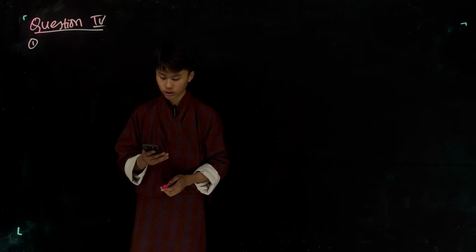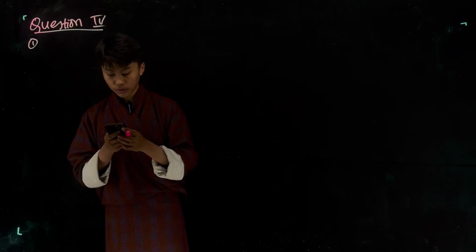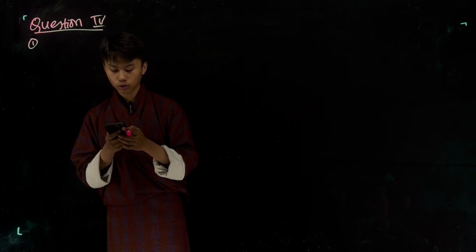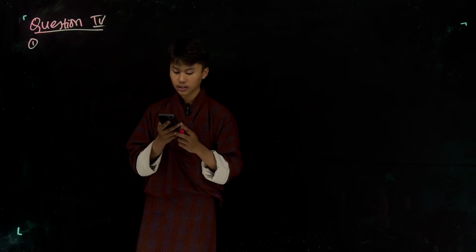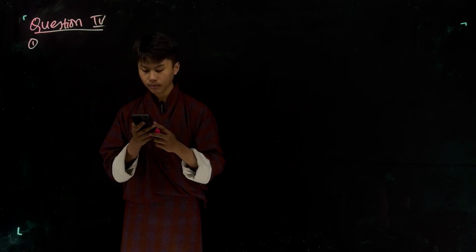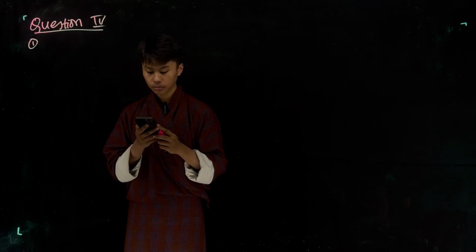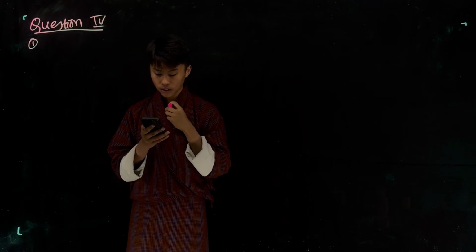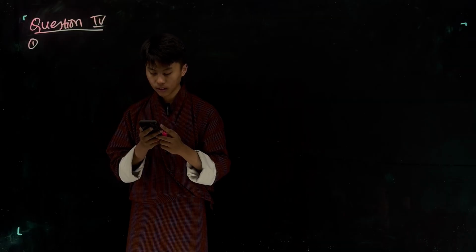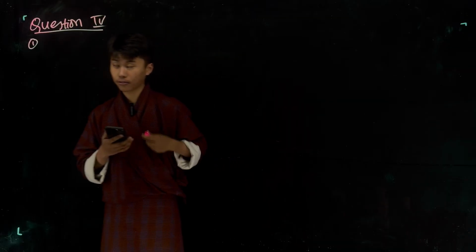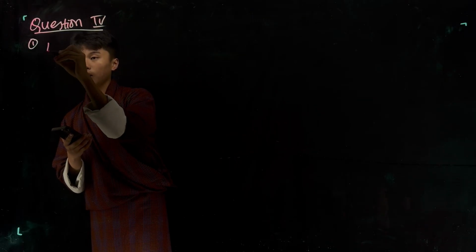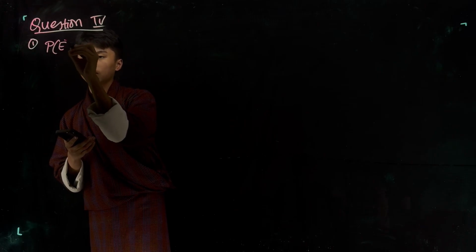Okay, so moving on to question number 4, which says, to be awarded a pass certificate in class 12 examination, a student must pass in English and Zonka and any other 2 subjects. A class 12 student estimated his chance of passing in English as 4 by 5. So the probability of him passing in English is 4 by 5.